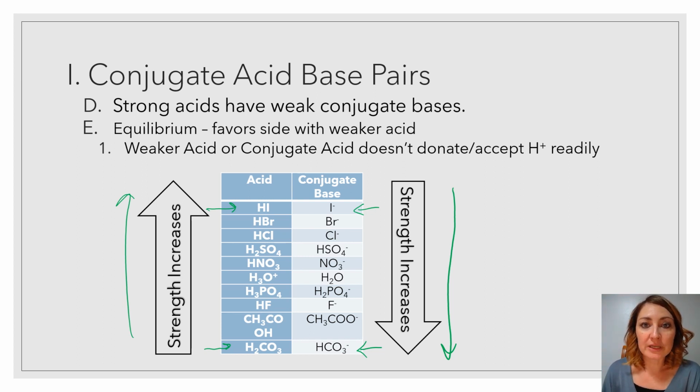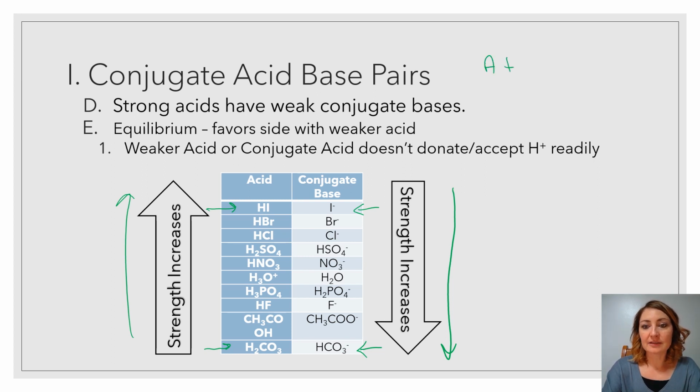All right, so why do we care about the strength of the acids and the strength of their conjugate bases? And the reason we care is because these are equilibrium problems. These are reactions that are reversible. They're in equilibrium, and equilibrium is going to favor the side with the weaker acid.